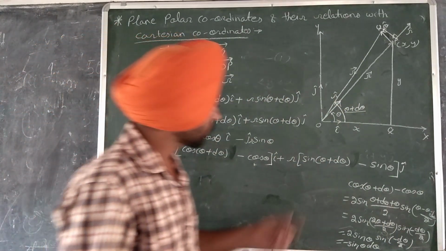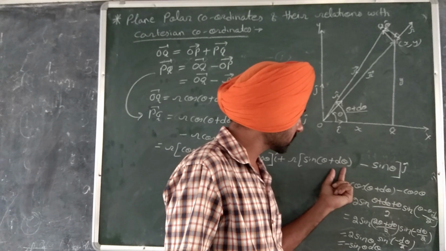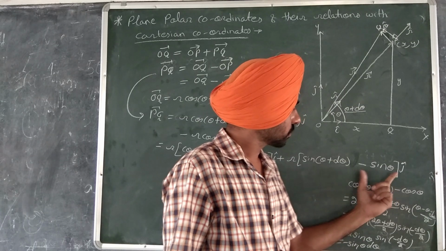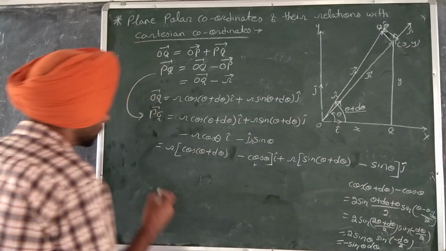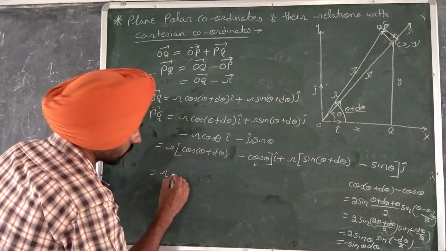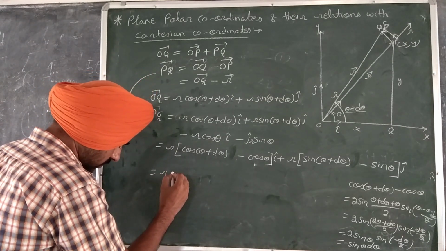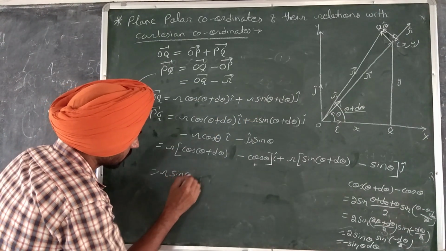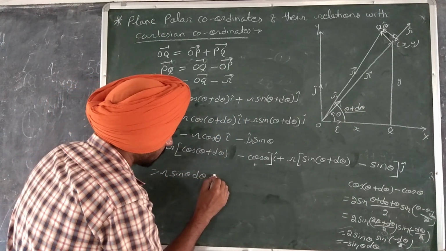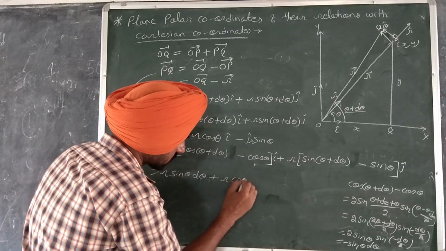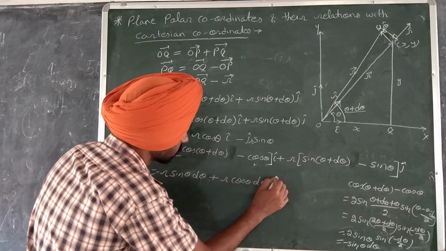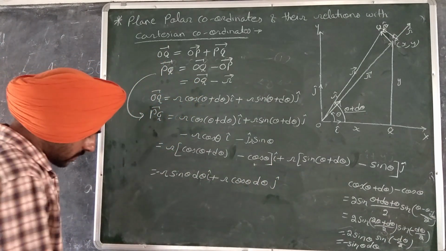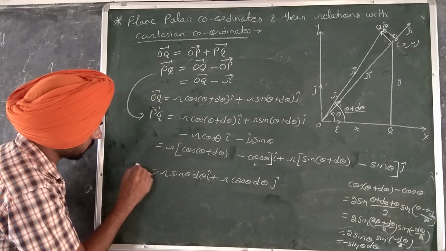In a similar manner, for sin(theta plus d theta) minus sin theta, the sin C minus sin D formula from trigonometry will be used. So finally we will get R into minus sin theta d theta i cap plus cos theta d theta j cap. This is vector PQ.